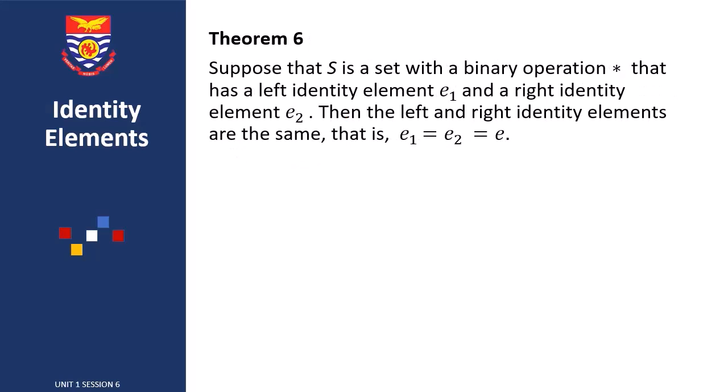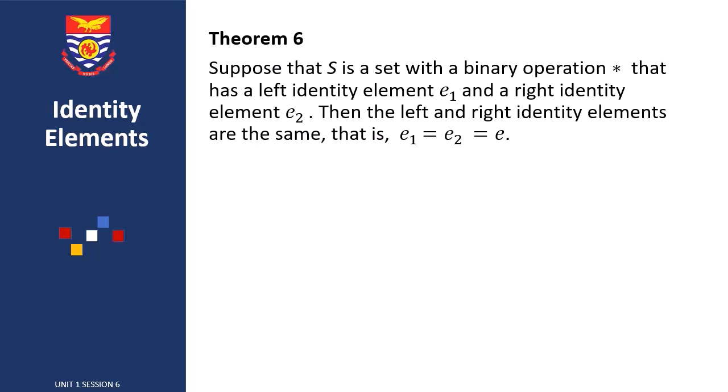Great. Theorem 6. Suppose that S is a set with a binary operation star defined. If that operation star has a left identity element E1 and also a right identity element E2, then the left identity and right identity are equal, that is E1 equals E2, and we denote it by E. So when the operation has both a left identity element and a right identity element, it is denoted by one identity element, E.